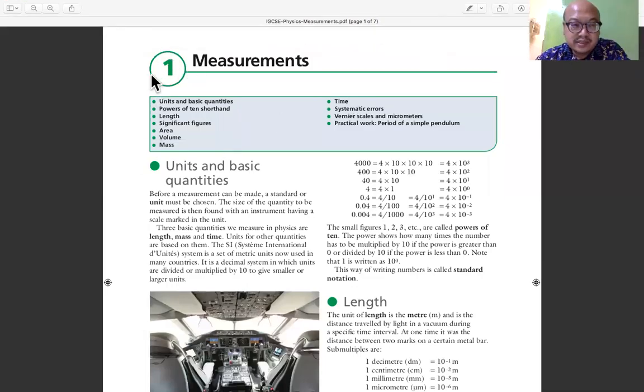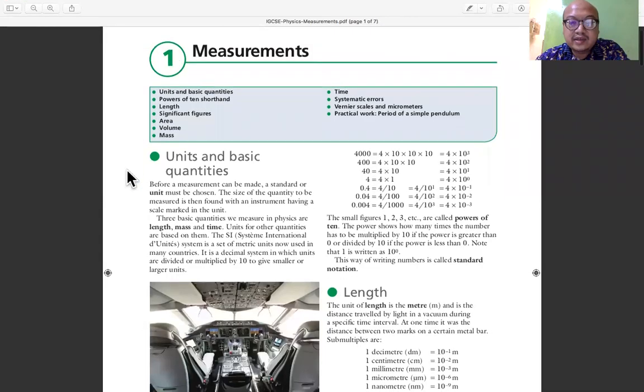Measurement, chapter one. We will learn about units and basic quantities, powers of 10, shortened forms, length, significant figures, area, volume, mass, time, systematic errors, Vernier scales, and micrometers, and then practical work: the period of a simple pendulum.